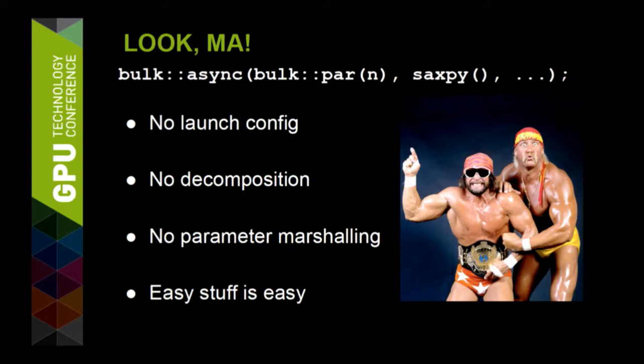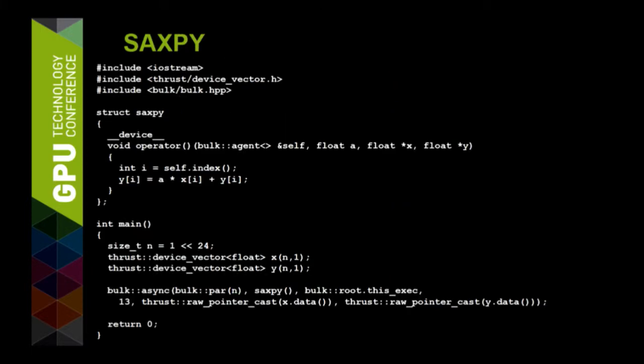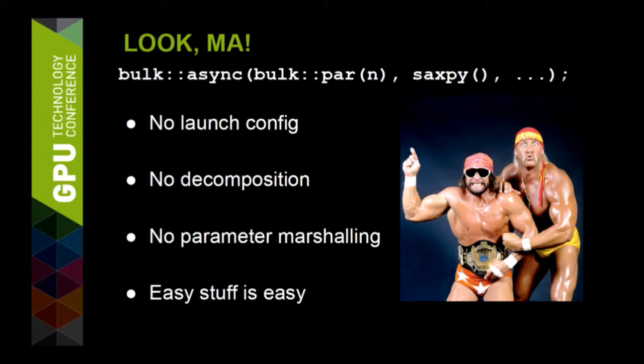The first thing we should notice is that there's no launch configuration. We didn't have to break our computation into thread blocks and threads. We just said we wanted n of these things. We don't care about how they're organized. There's basically no organization. It's just one big flat group of execution agents. There's no decomposition. We didn't have to marshal any of these parameters to async, the 2 pointers. If the parameters were very large, we wouldn't have to stage that in some strange way through global memory. This bulk async call is just going to do that for us. Basically, the goal here was just to make the easy stuff easy. So Saxby is, for some definition of easy, fairly easy to write in this model.